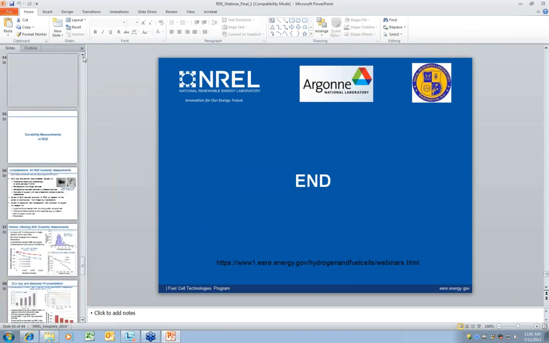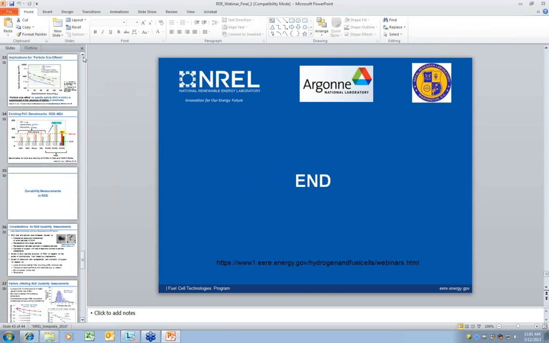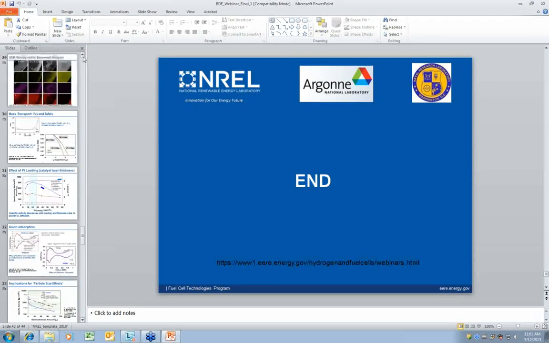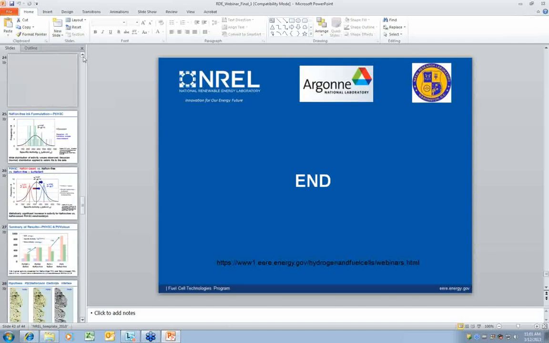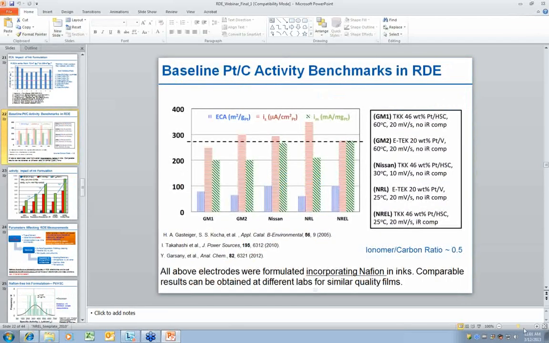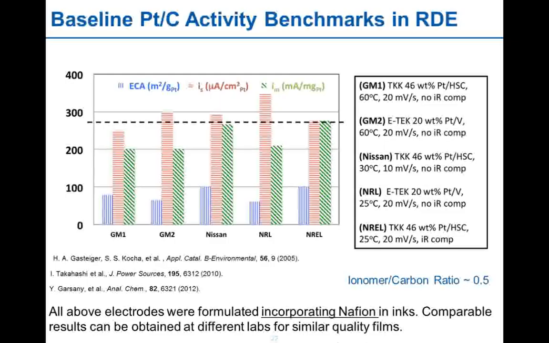Like I said, if you look at, for example, the Nissan data and the NREL data, they are very comparable, and even the Poly data. It looks to me like if you don't pay attention to the ink optimization, that's going to really affect what your ECSA value is going to be.